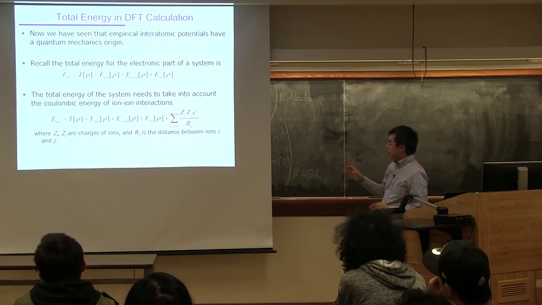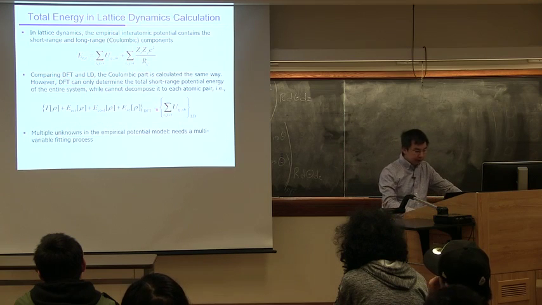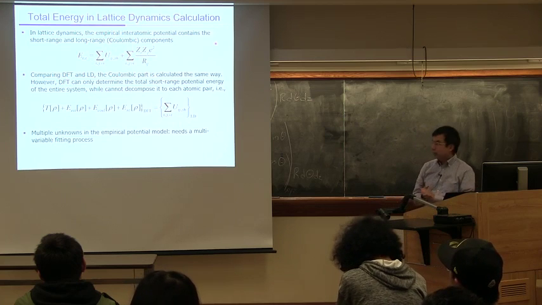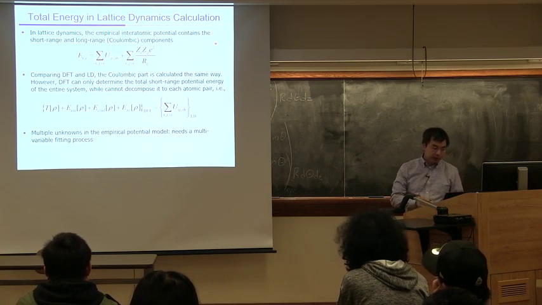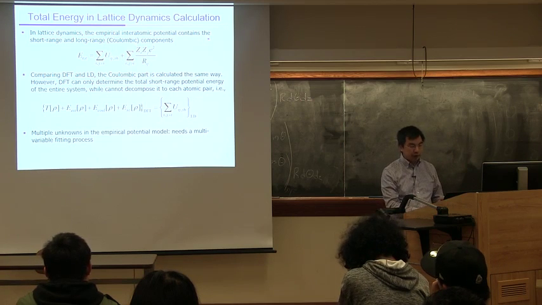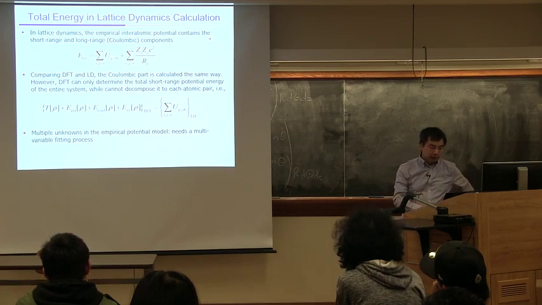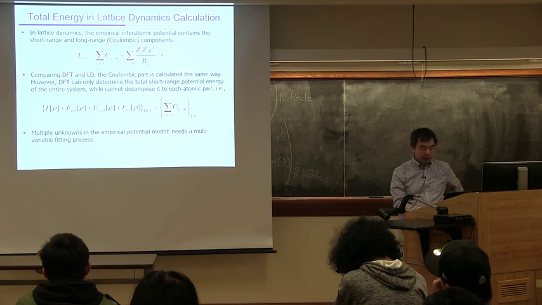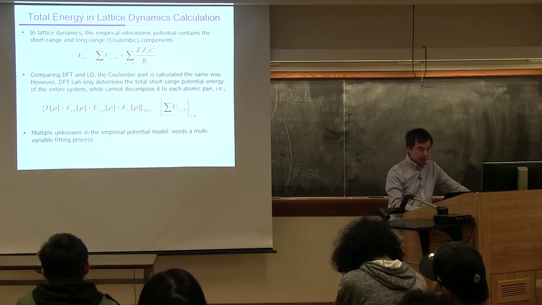And this is the energy we can actually calculate from the DFT calculation, right? So now back to the classical potential in the lattice dynamics. The empirical atomic potentials usually contain a short range interaction and a long range interaction, right? Think about, for example, the Morse potential or Buckingham potential. Maybe the Buckingham potential has the closest similarity to the form we just saw.